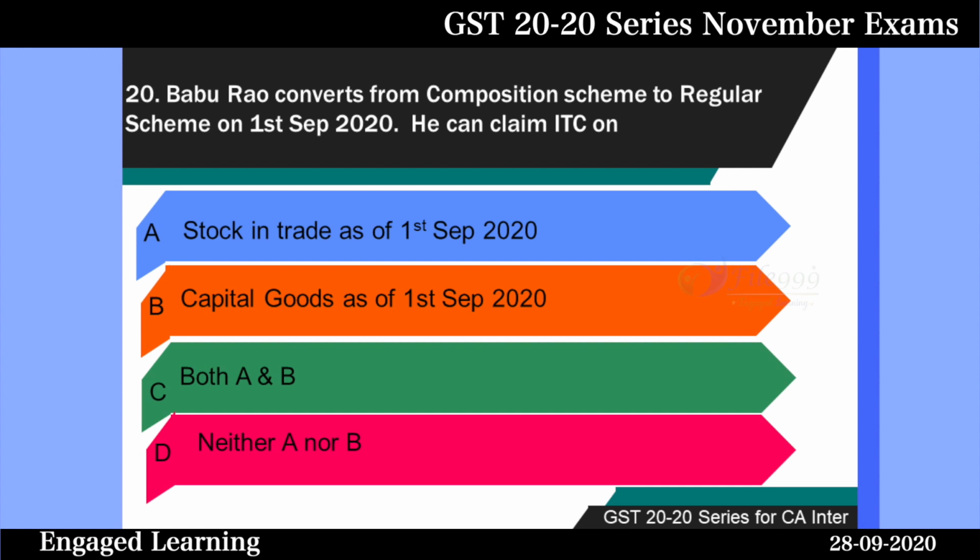Babu Rao converts from composition scheme to regular scheme on 1st September 2020. He can claim ITC on option A, stock in trade as of 1st September 2020. Option B, capital goods as of 1st September 2020. Option C, both A and B. D, neither A nor B.